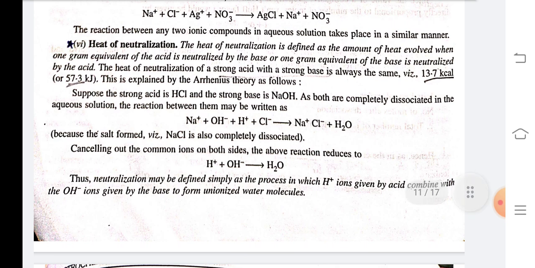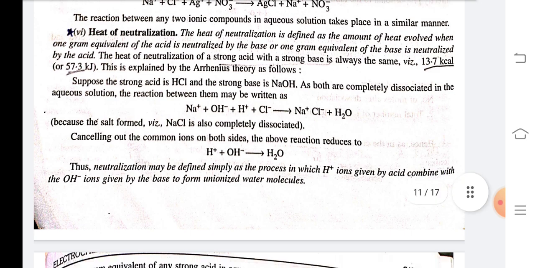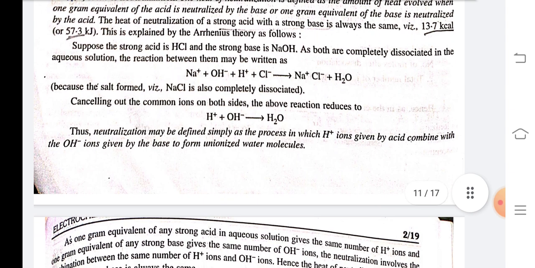Number 6. Heat of neutralization. The heat of neutralization is defined as the amount of heat evolved when 1 gram equivalent of the acid is neutralized by the base, or 1 gram equivalent of the base is neutralized by the acid. The heat of neutralization of a strong acid with a strong base is always the same, 13.7 kilocalorie or 57.3 kilojoule. This is explained by Arrhenius theory as follows.